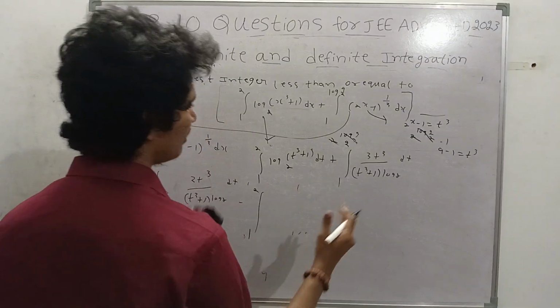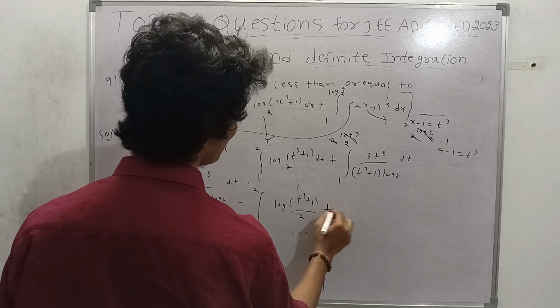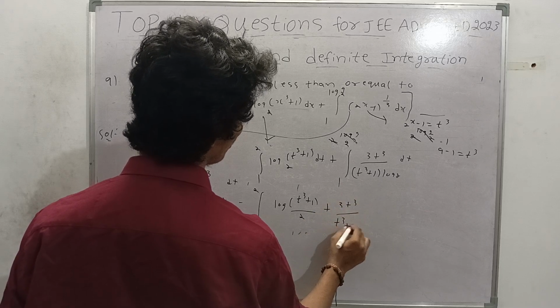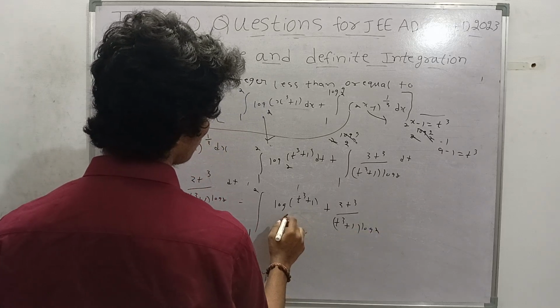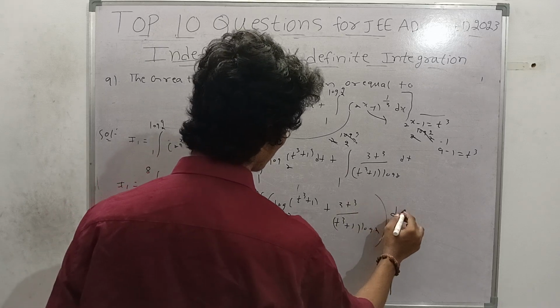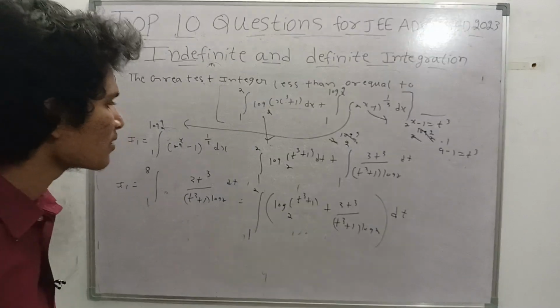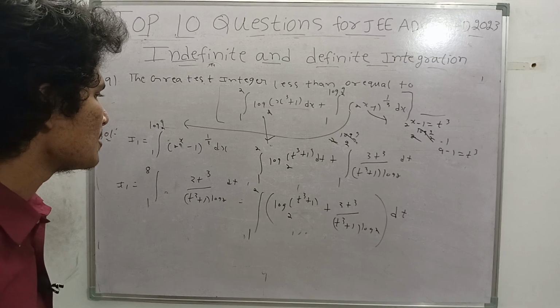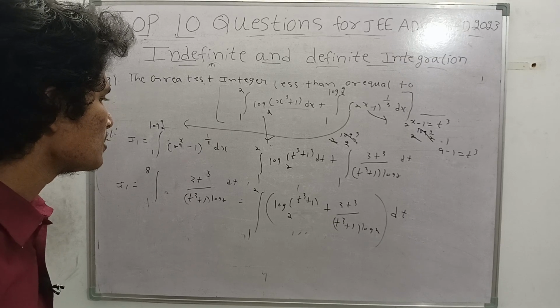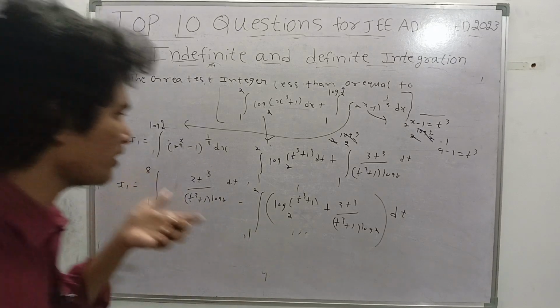So now I can change this completely as 1 to 2, 1 to 10. I can mix these two things, that is log t cube plus 1 by 2 plus 3t cube divided by t cube plus 1 into log 2, and it is completely dt. Now what can we do here? Now we have to think how we can solve this.